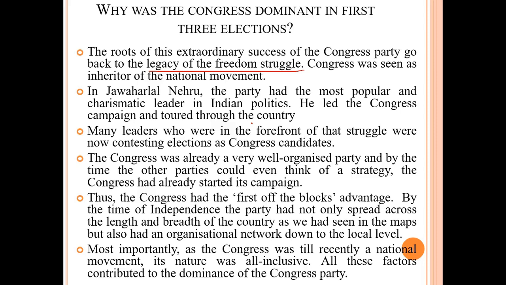Many leaders who were in the forefront of that struggle were now contesting elections as Congress candidates, and the Congress was already a very well organized party at that time. So other parties had no option against Congress. The public were blindly voting Congress at that time. Thus, the Congress had the first mover advantage.